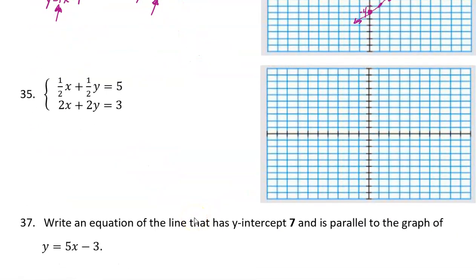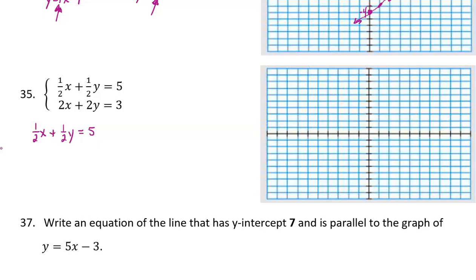Number 35. Here are two equations. Neither of them is in slope-intercept form. So let's transform. I noticed that two of the terms have denominators of 2, and we learned earlier this year that if we multiply all terms by the LCD, that removes fractions. That seems like a good thing to do.